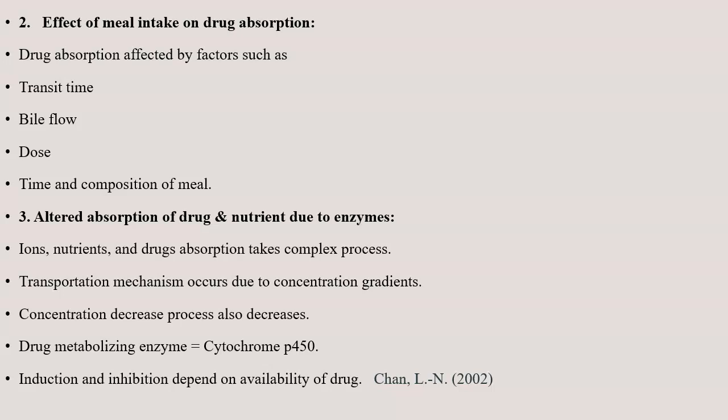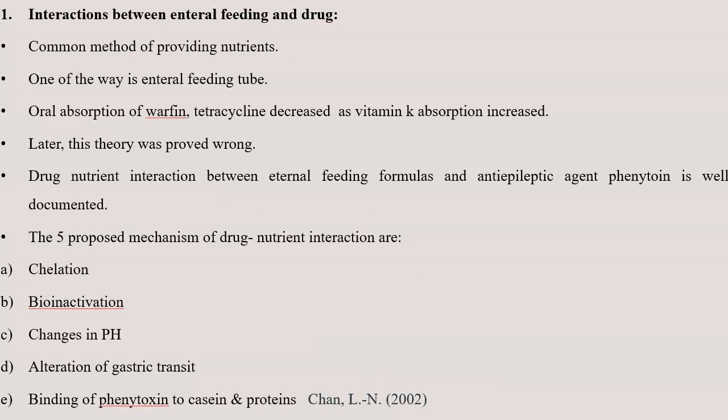The fourth kind of interaction is between enteral feeding and drug. This is a very common method of feeding a drug or nutrition. One example of this is the enteral feeding tube. It was said in a theory that warfarin and tetracycline oral absorption decrease with an increasing vitamin K absorption, creating concerns for people. Later, this theory was proved wrong by a few scientists. A well documented example of drug nutrition interaction was antipyretic agents and enteral feeding formulas.